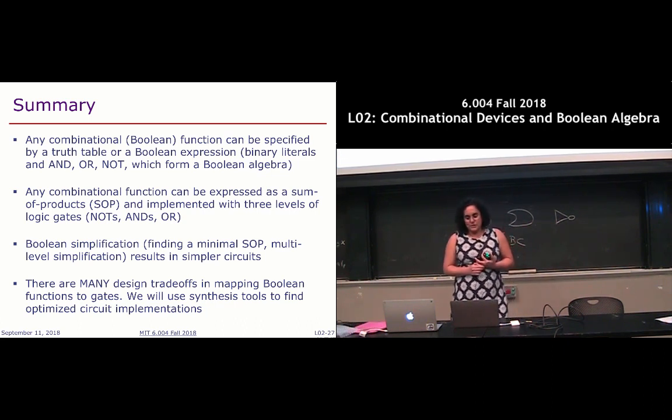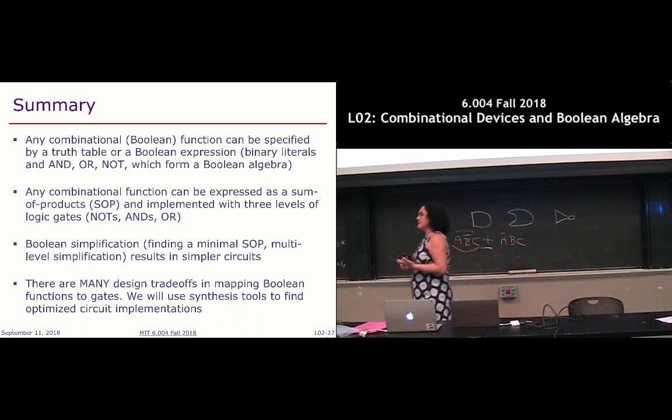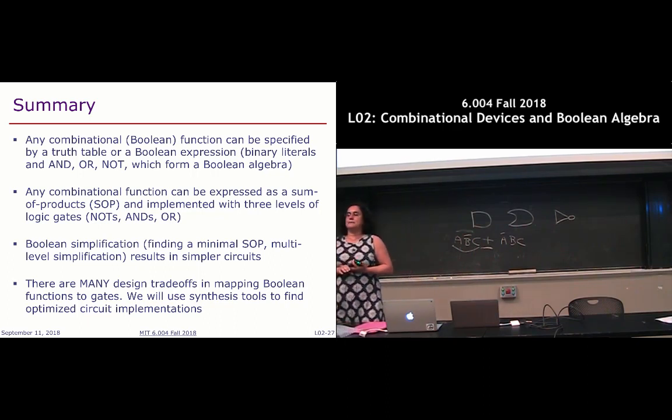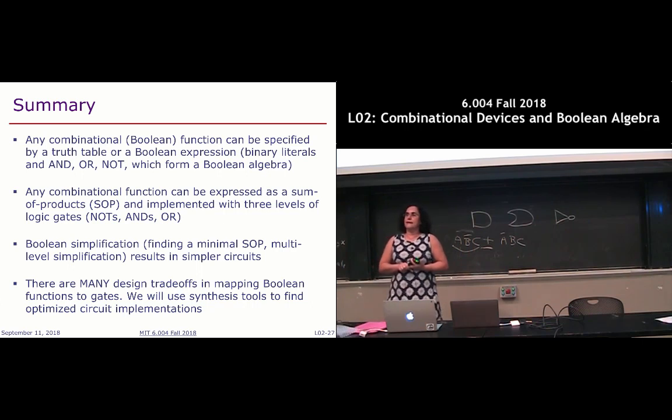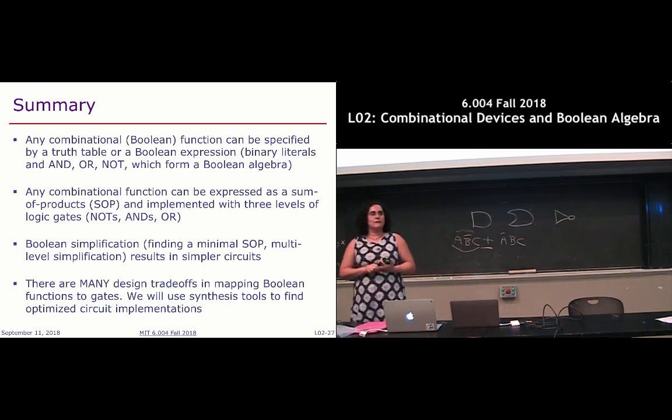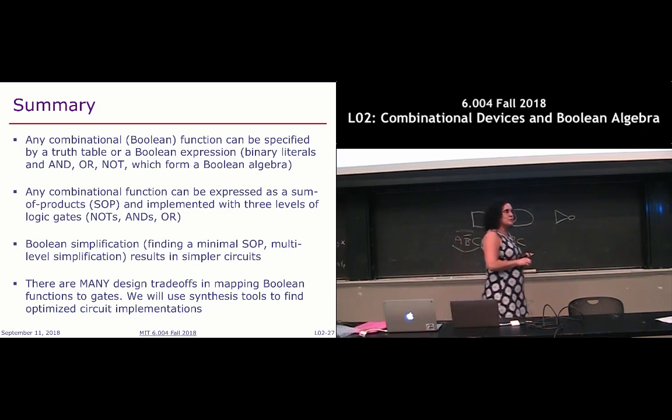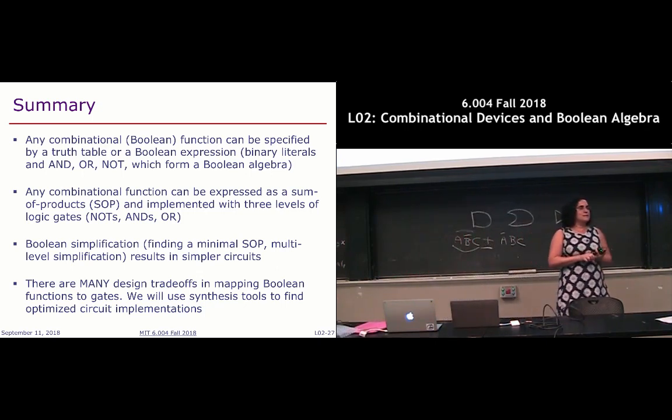Okay, so to summarize, we saw that AND, OR, and NOT in themselves are a set of universal gates. I can build every single Boolean expression out of just ANDs, ORs, and NOTs. Similarly, I could also build things out of only NAND gates or only NOR gates.